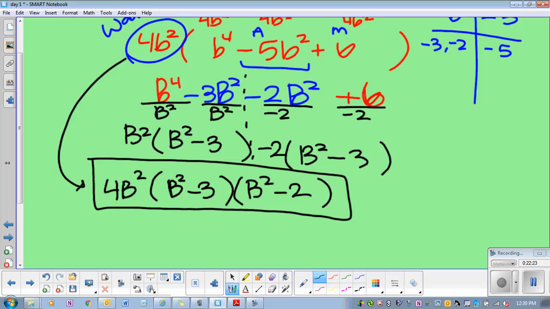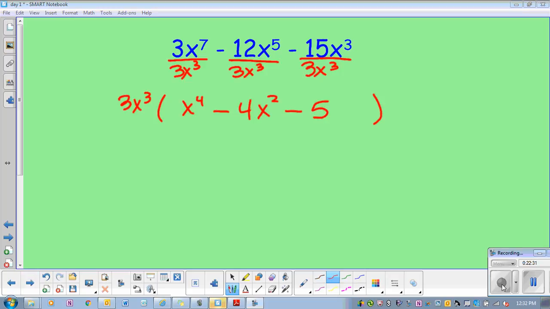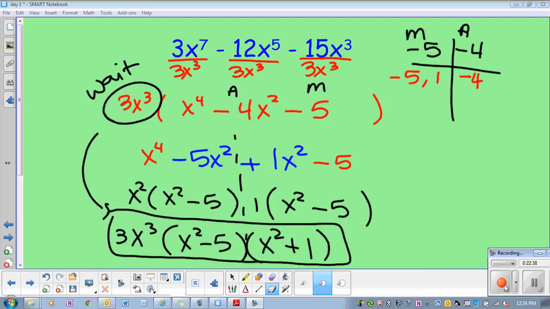All right, let's try another one. Okay, you guys try this one, please. Here's the first part of this. Putting my work up here just to make sure that we are all doing the same thing. All right, do we have this for this one?